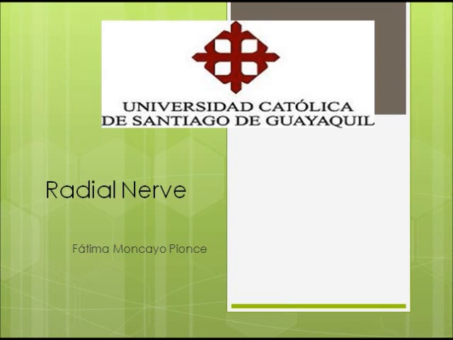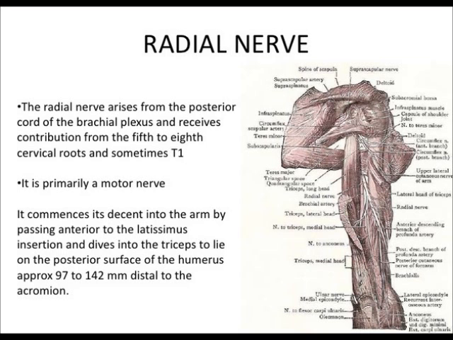Radial nerve. The radial nerve arises from the posterior cord of the brachial plexus and receives contribution from the C5 to C8 cervical roots and sometimes T1. It is primarily a motor nerve. It descends into the arm by passing anterior to the latissimus insertion and then onto the posterior surface of the humerus approximately 7 to 14 cm distal to the acromion.